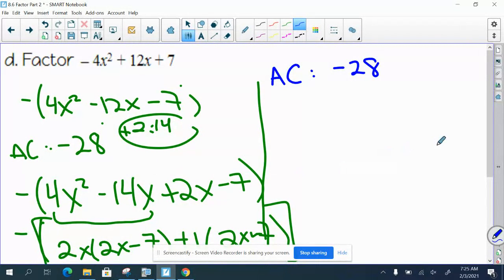Wait a second. Okay, and then factors of negative 28 that add to positive 12 would be 2.